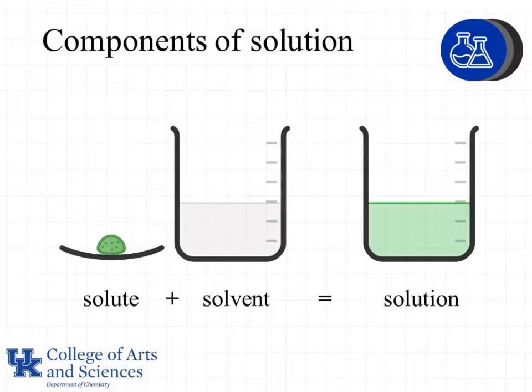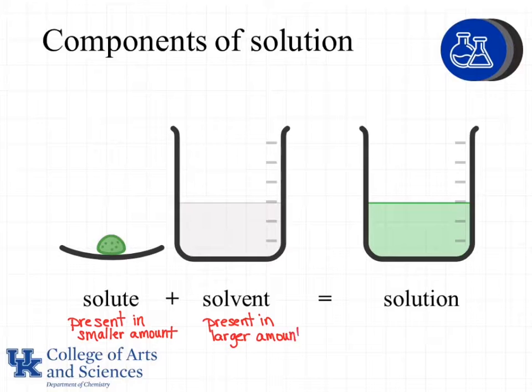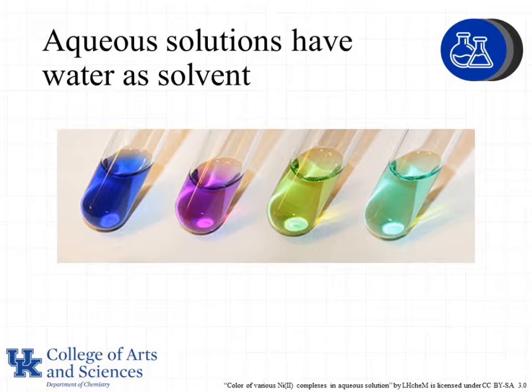First, we want to understand the components of a solution. In this case, we're looking at a solution in the liquid phase, but we'll soon see that solutions can happen in any combination of phases. A solution contains a solute, which is present in a smaller amount, and a solvent, which is present in the larger amount. Together, the solute and solvent form a solution. Many of the solutions we will look at are called aqueous solutions because they have water as the solvent.